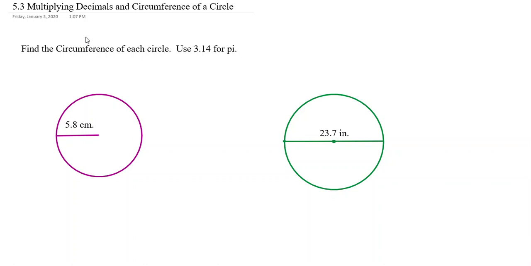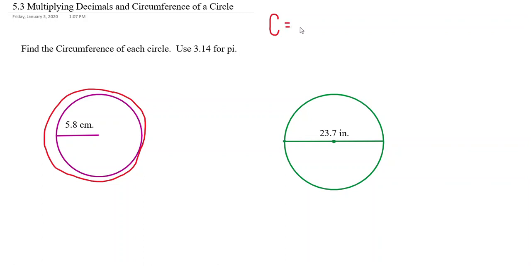We're going to talk about multiplying decimals and finding the circumference of a circle. Remember that circumference is a fancy word that means the distance around the circle. So if we could put our tape measure, wrap it around the circle, how long would that line be? And we have a formula for this. And in fact, there's two versions of the formula.